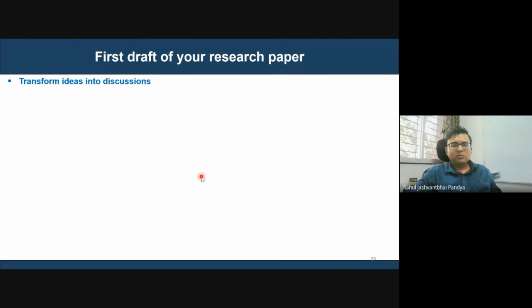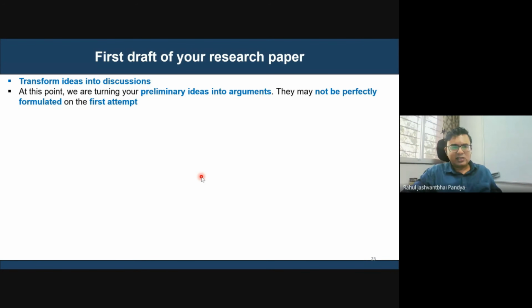So when this is done, then we start doing our first draft, which will transform our ideas into the writing, correct? We are turning our preliminary ideas into the argument, right? They may not be perfectly formulated in the first draft, which is fine. When we write our first draft, it wouldn't be so organized, which is okay.